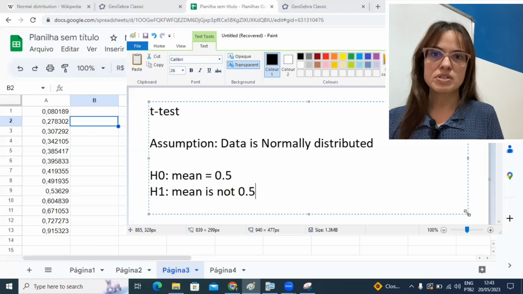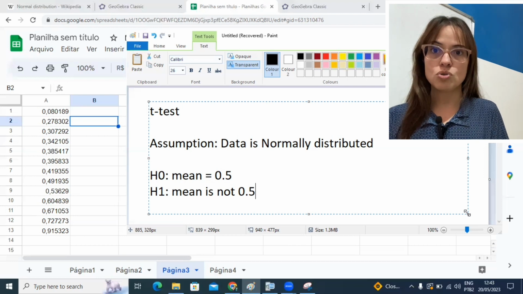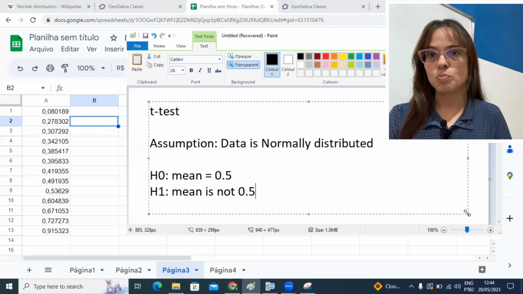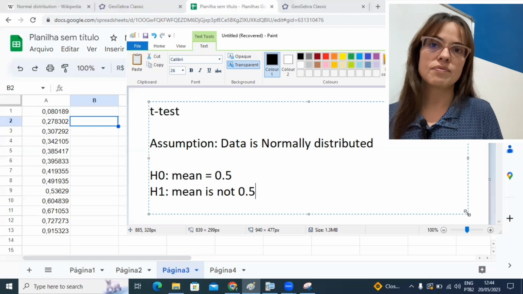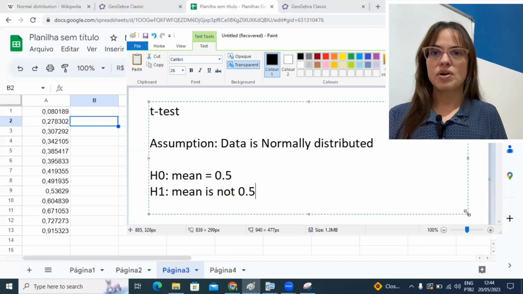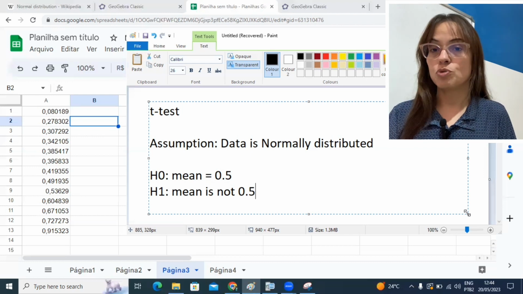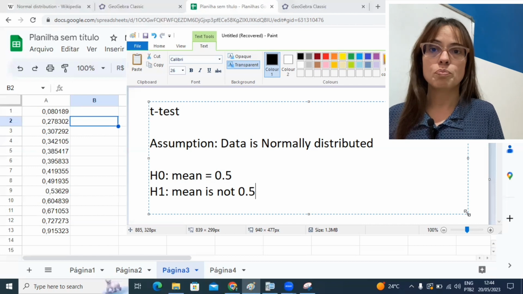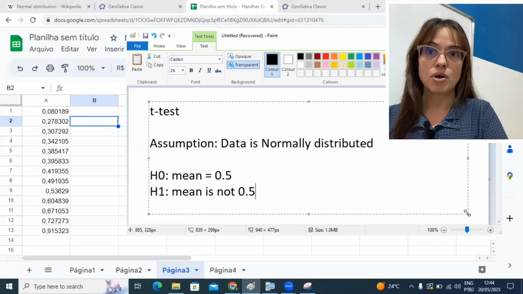But as you will see in the calculator screen pretty soon, sometimes you can be testing whether it's bigger than 0.5 or smaller than 0.5. If you have an initial idea of whether you think it's going to be bigger or smaller, then you can use that as an alternative hypothesis. But in this case, I really don't. So I'm just going to use not equal to 0.5 as my alternative hypothesis.